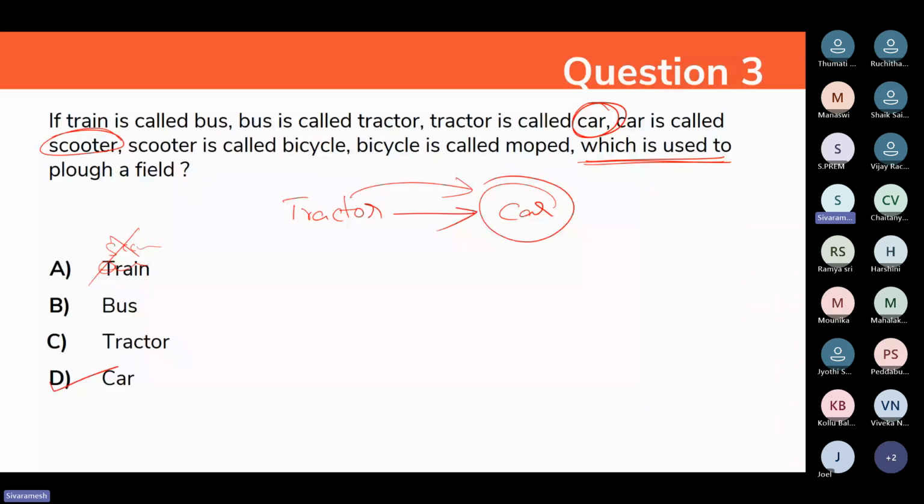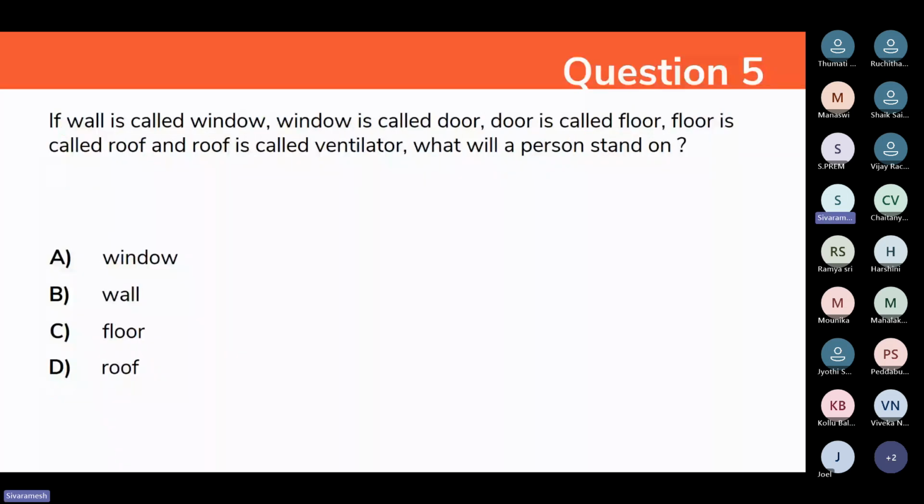Whatever question they give, the last word would be our answer. There is no point in asking a question like that. So that's the reason we should not consider connective statements. We should consider only one particular word, which is used to plough a field, means tractor. Tractor is called car. That's it. So the final answer is car. Again, you should not consider car is called scooter and all these points. Okay, so I'll give you one more question. Can you answer this question?